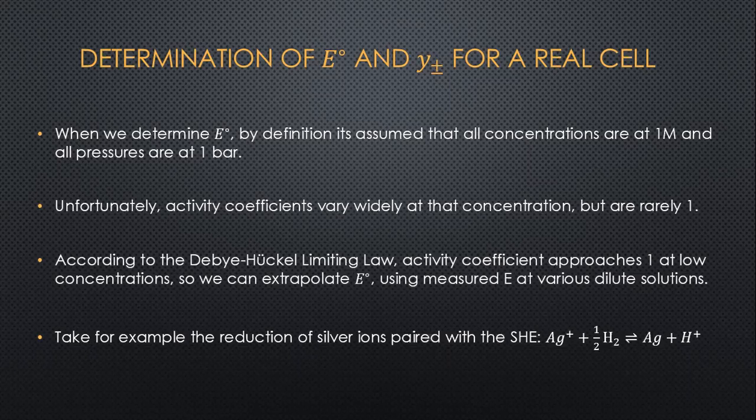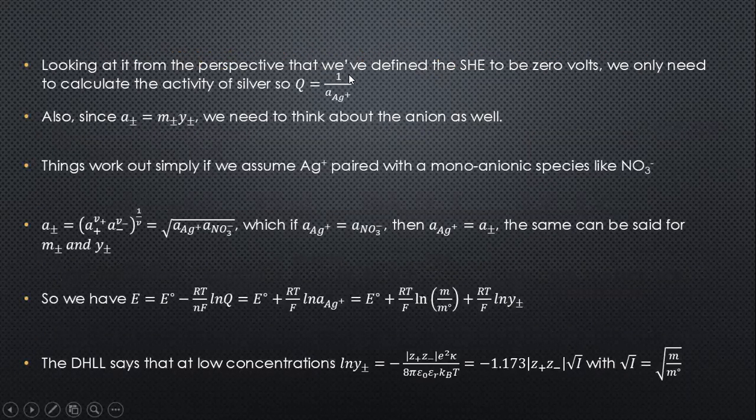Take, for example, the reduction of silver ions paired with a standard hydrogen electrode. So silver plus goes to silver solid. Looking at it from the perspective that we've defined the standard hydrogen electrode to be 0 volts, we only need to calculate the activity of silver. Since the mean ionic activity is equal to the mean ionic molarity times the mean ionic activity coefficient, you need to think about the anion as well.